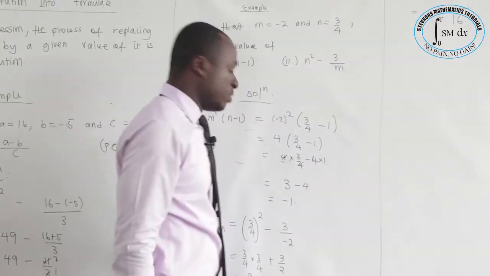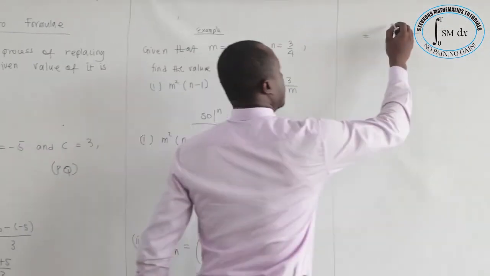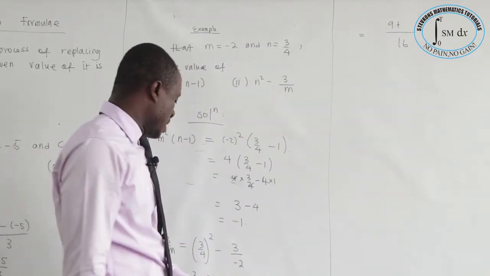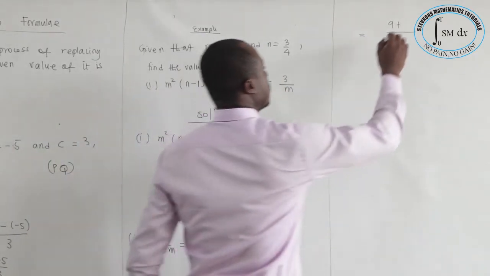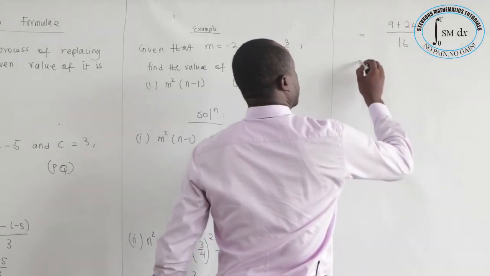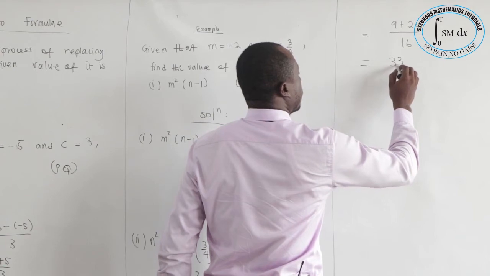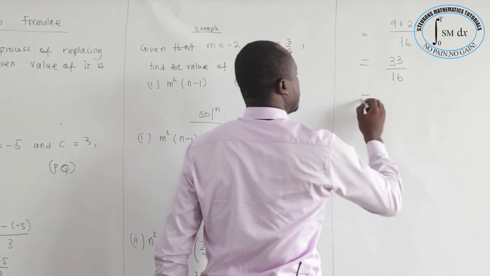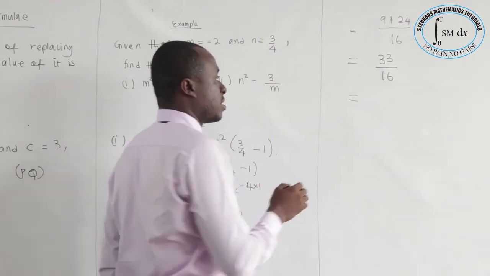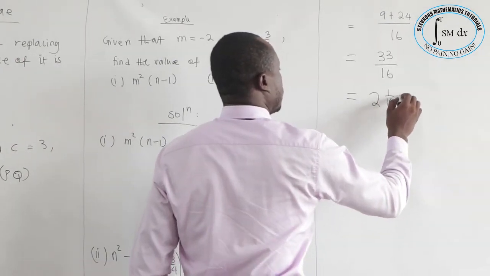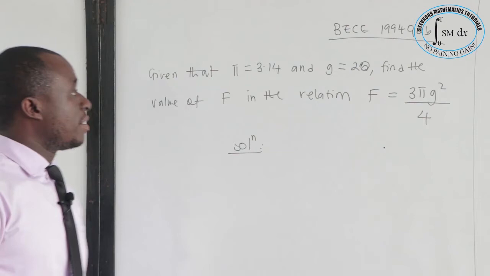How many times will 16 go into 16? 1 times 9. That is 9. Plus 2 goes into 16 how many times? 8 times. 8 times 3. That is 24. Now, what is 9 plus 24? This is 33, all over 16. How many times will 16 go into 33? That is 2 times, remainder 1 out of 16. Now, that's what we have.